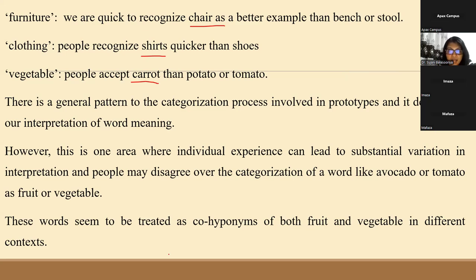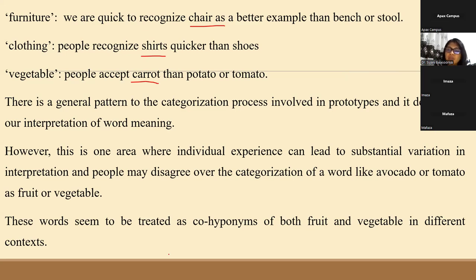So there are variations depending on countries and cultures. In identifying the prototype, you need to understand that. So remember, identification of prototype is relative. That depends on the cultural factors and also some other factors particular to countries. These words seem to be treated as co-hyponyms of both fruit and vegetable in different contexts. Both avocado and tomato can be fruit as well as vegetable.